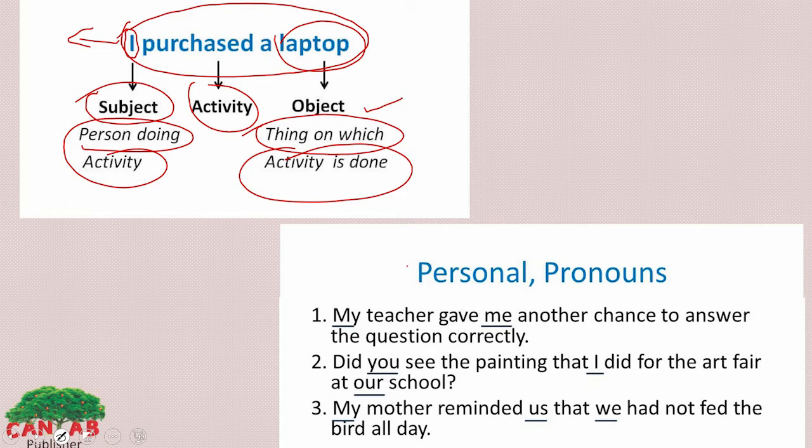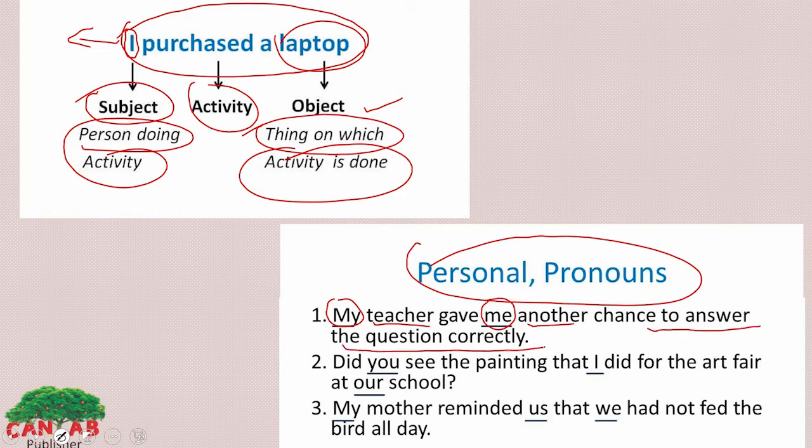Here, we will discuss the personal pronouns from the object and subject point of view. My teacher gave me another chance to answer the question correctly. Now, in this sentence, the subject is my and the me is object, because answering the question correctly is an activity and it is done on the object, me. And who is doing this action? The teacher, my teacher is doing it on me.